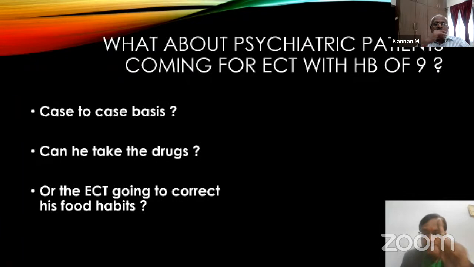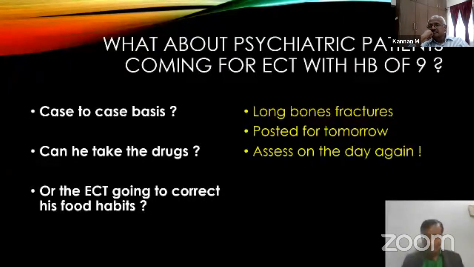So we have to decide on a case-to-case basis. Can he take the drugs? He will not take even anti-epileptics. He will not take even antipsychotics. He will give the drug to his relative, his uncle or someone else. If the psychiatrist thinks that ECT is going to correct his condition, give ECT with hemoglobin of 8.5 grams if the patient is otherwise okay. And then, if he gets okay, start giving iron.